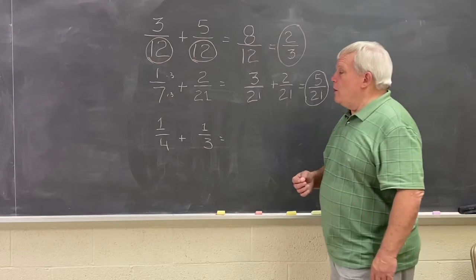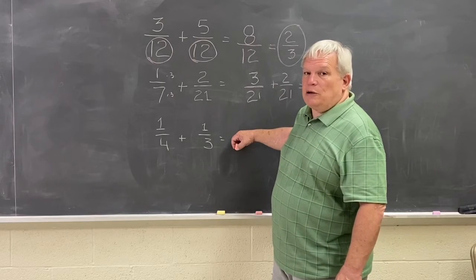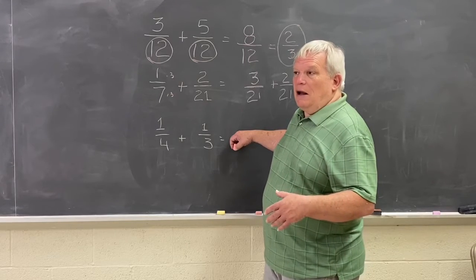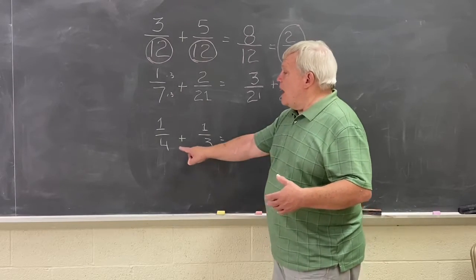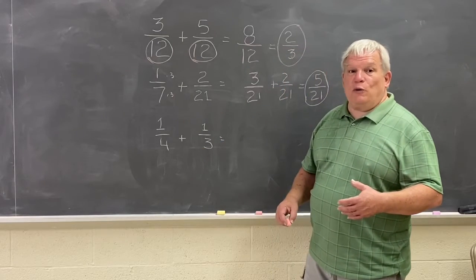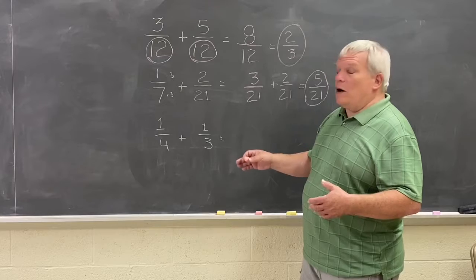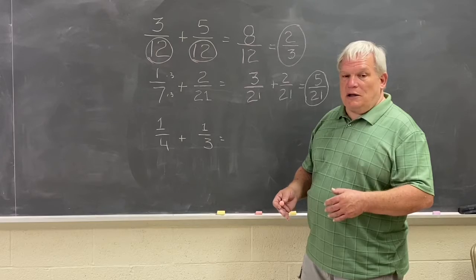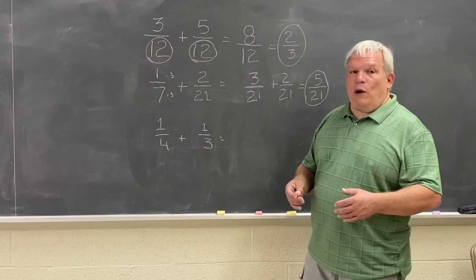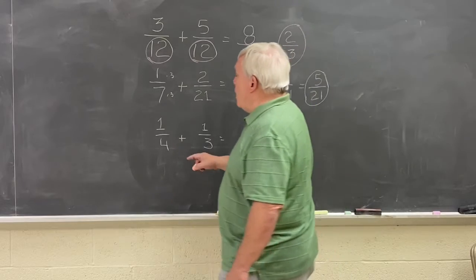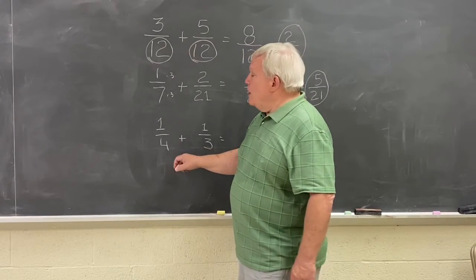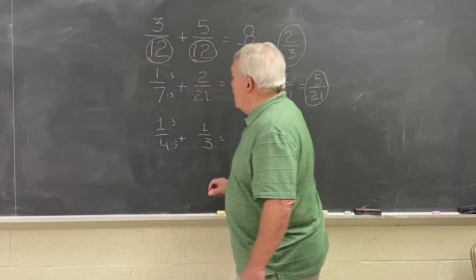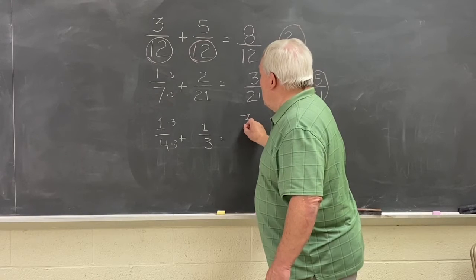Okay, now we're going to look at our third problem, which is 1/4 plus 1/3. While you'll learn different ways to do this, the easiest way is to multiply your two denominators. So 4 times 3 is 12, so I know that I can convert 1/4 into 12ths, and I can convert 1/3 into 12ths. Let's convert 1/4 first. To convert this into 12ths, 4 goes into 12 3 times, so I have to multiply the numerator and the denominator by 3. That will give me 3/12.